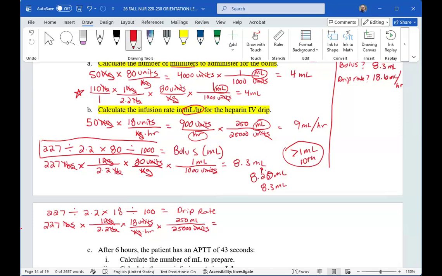And then don't get confused when we say drip rate or heparin drip rate. Heparin is still in milliliters per hour, and it will tell you that it's looking for milliliters per hour. As long as you don't do your rounding ahead of time, you'll get the 18.6 milliliters per hour, rounded to the nearest tenth.